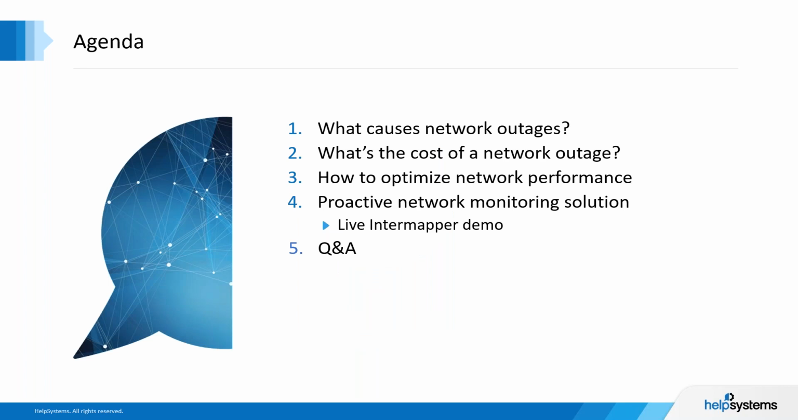Our agenda today is we'll talk about some of the things that can cause network outages and what the cost of a network outage potentially could be. That's very important to note because a network outage has a huge impact on the end user as well as the business brand. We'll talk about how to optimize network performance, and then we'll look at the proactive solution, a network monitoring solution like the Intermapper software. We'll take a look at a live demo of the application to show a few things, and then take some questions thereafter if we still have some time.